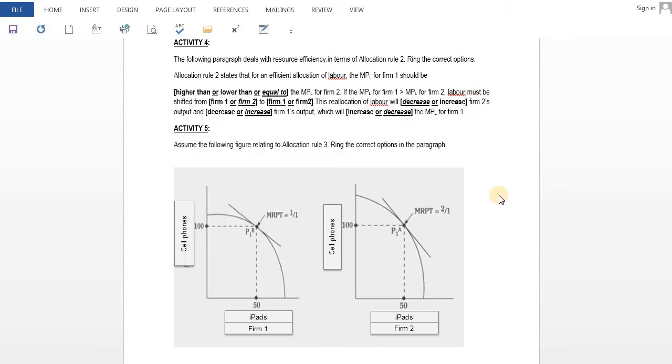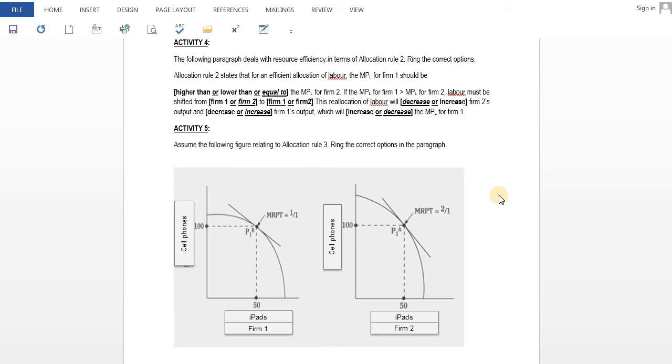Then we move over to allocative rule 2. Allocative rule 2 speaks about the marginal product of labor, denoted as MPL. It says that resources will be efficiently allocated when the marginal product of labor is the same between 2 firms for the production of a specific product. So for firms to produce a particular product, the marginal product of labor between these 2 firms has to be equal, right?